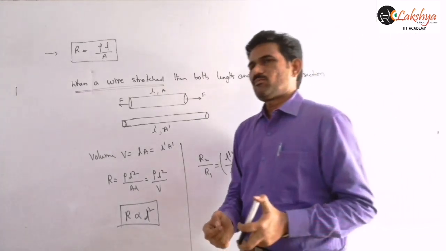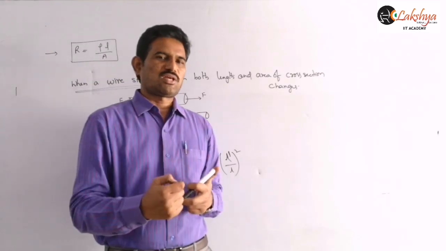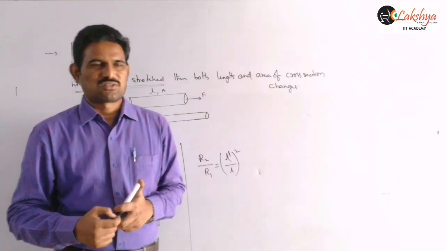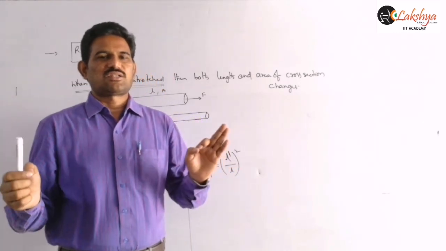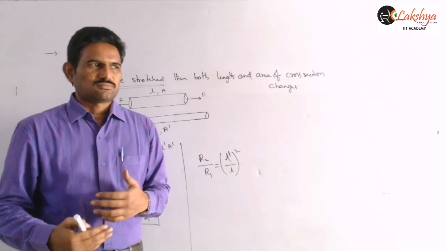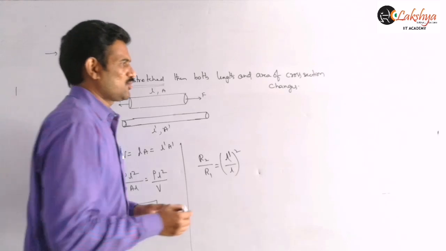In the same problem, sometimes instead of giving the information about the length, they may give the information about the area of cross section, or they may give information about the radius of cross section. That means a wire is stretched such that the radius of cross section is reduced to half. Then we can write a similar relation in terms of area of cross section.